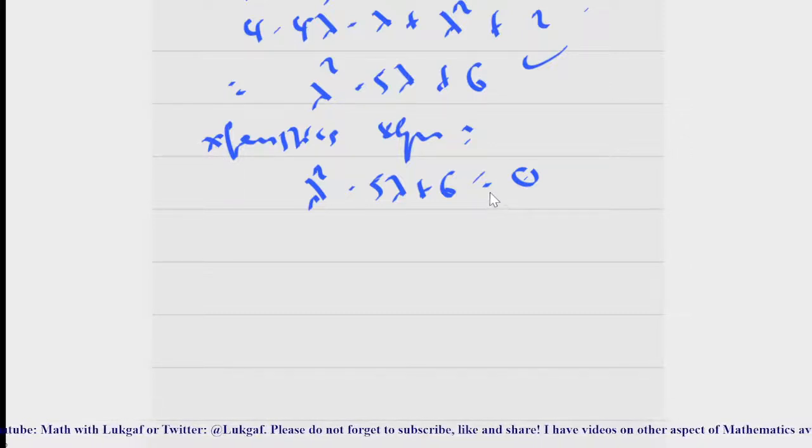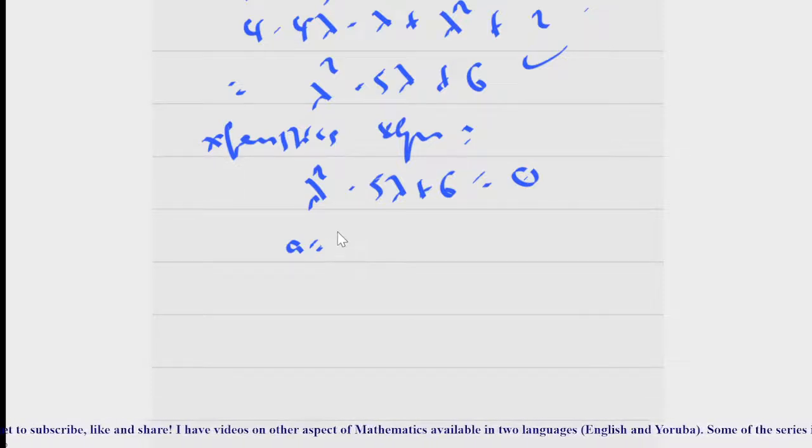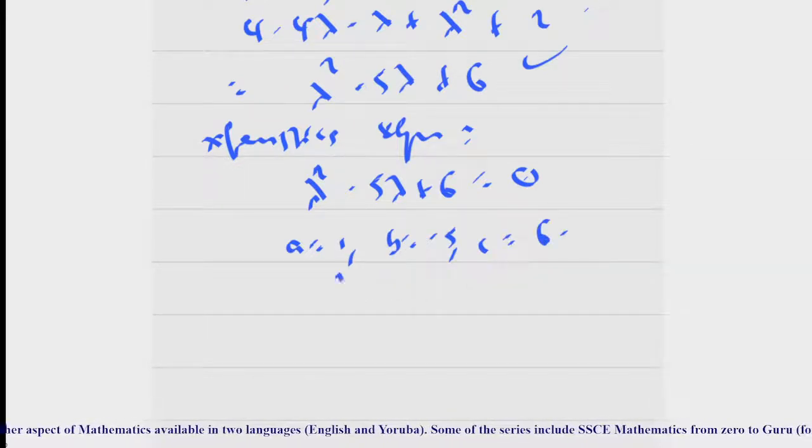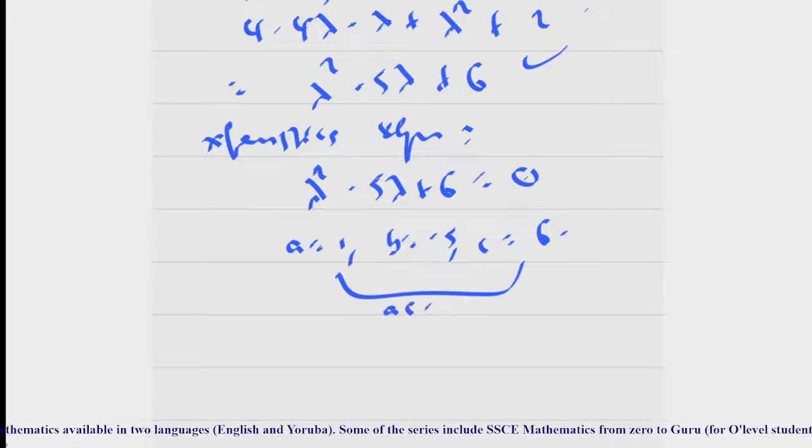This is a quadratic equation. Don't forget, we can quickly use our factorization method, or you use any method of your choice. I hope you understand now. So your A here is 1, B is minus 5, and C is equal to 6. Your AC is equal to what?